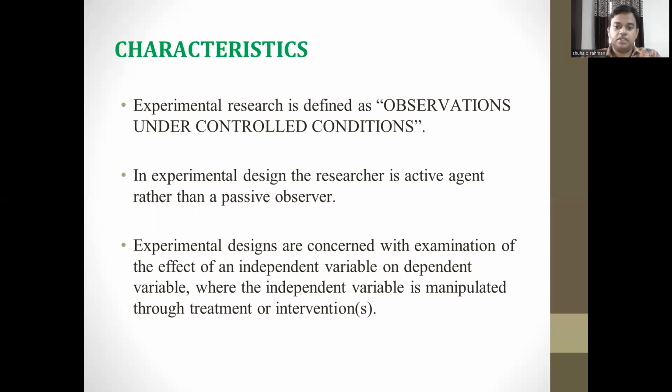And experimental designs are concerned with examination of the effect of an independent variable on the dependent variable, where the independent variable is manipulated as a treatment or intervention. Just now we talked about giving an injection, giving an IV, or an intramuscular injection of an antibiotic, or any vaccine. So that intervention will give you the independent and dependent variables. That will be discussed in further steps.